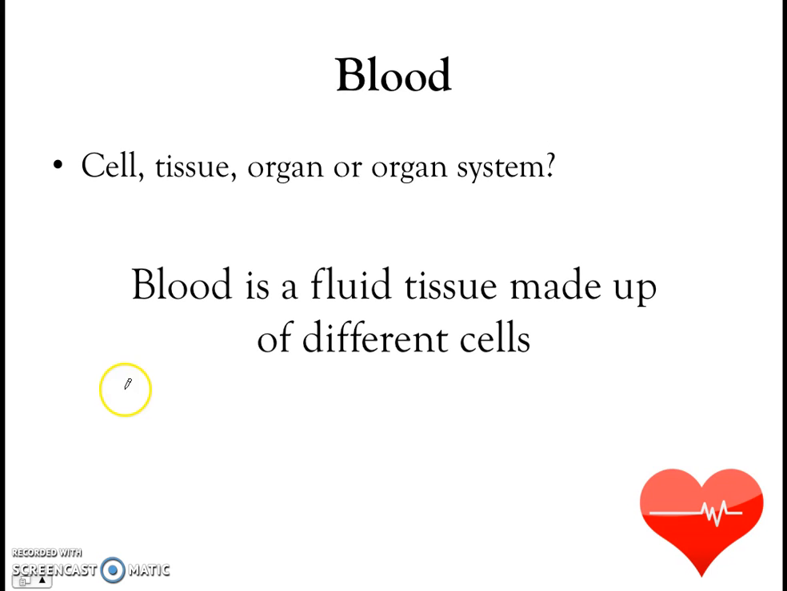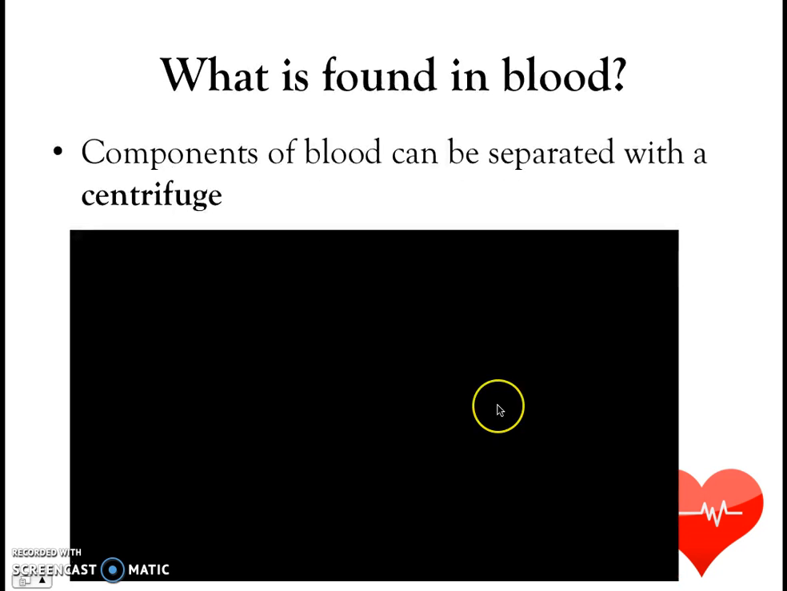It is a fluid tissue, which is made up of many different cells. Usually when you think of blood, you think of this red liquid, slightly messy kind of thing that comes out of your cuts and wounds.